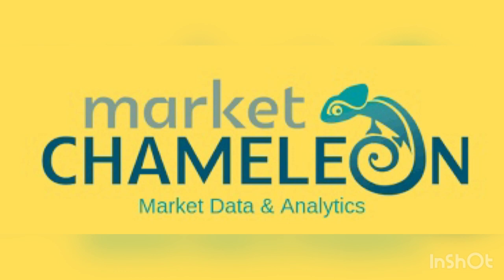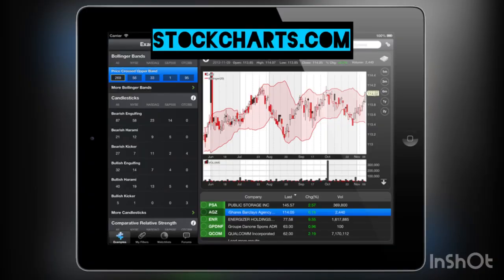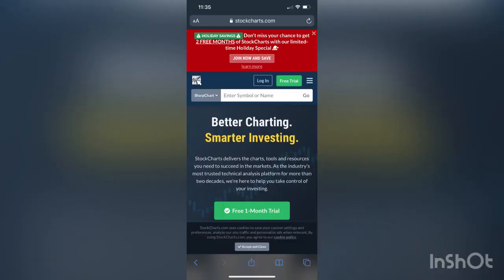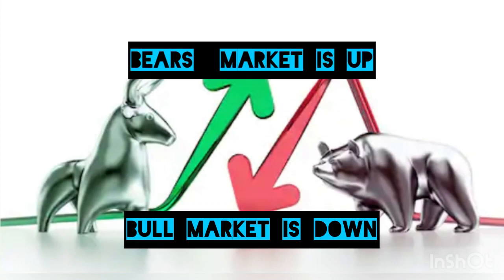Other platform you want to utilize is Market Chameleon. It's a very useful tool and has a lot of great positive information. You want to also utilize StockCharts. All this information is about screeners, okay? You're going to utilize these screeners to help build your watch list and pre-market watch list, so you know what kind of stocks you want to lean towards and how to find those stocks that are going to pop.